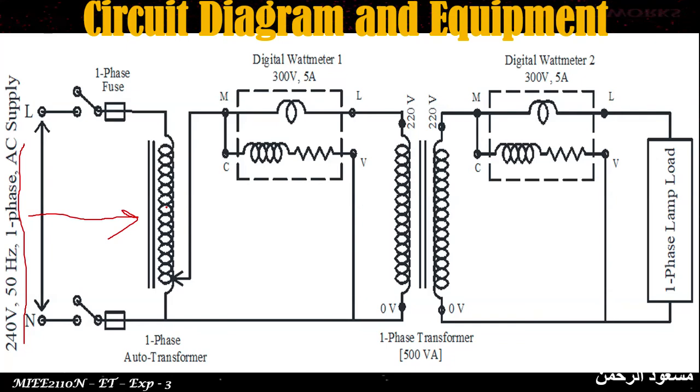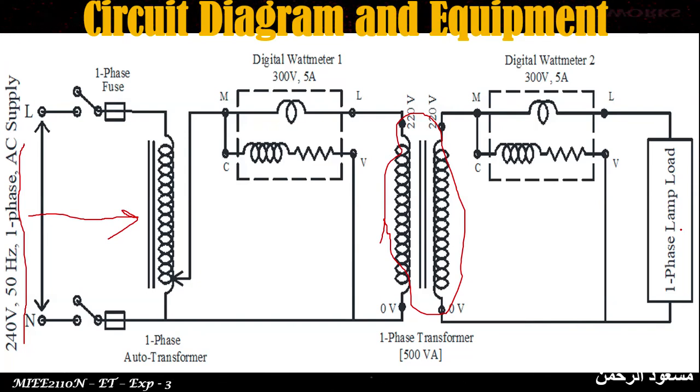The auto transformer is used on the input side, and after that we use 2 wattmeters. These 2 wattmeters are required to measure the primary side voltage, current and power, and the secondary side voltage, current and power respectively. In the middle you can see the transformer which we are going to test in today's class. We are going to do the loading test of this transformer and find its efficiency. The last one is the single phase lamp load.